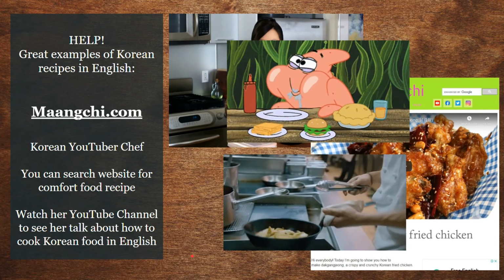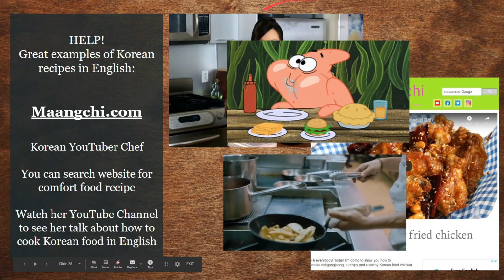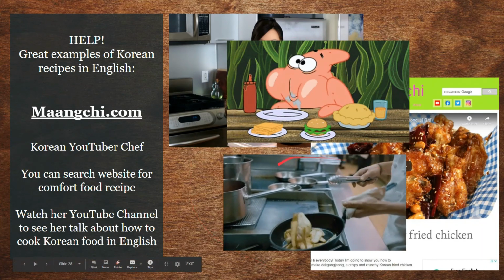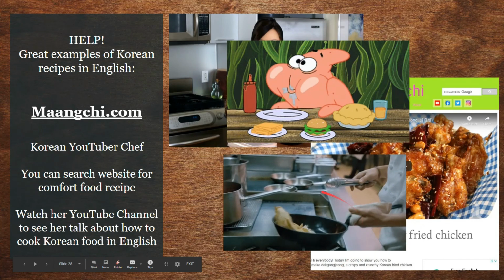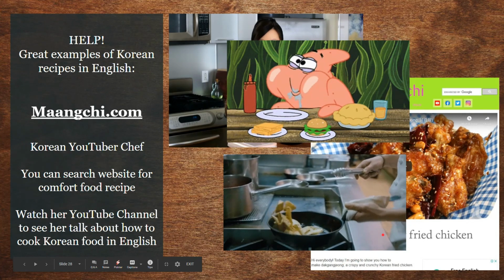So now we have learned today how to talk about our comfort food, the food that makes us happy. And we also learned how to write a recipe and explain to someone how to make your favorite food. Good job.